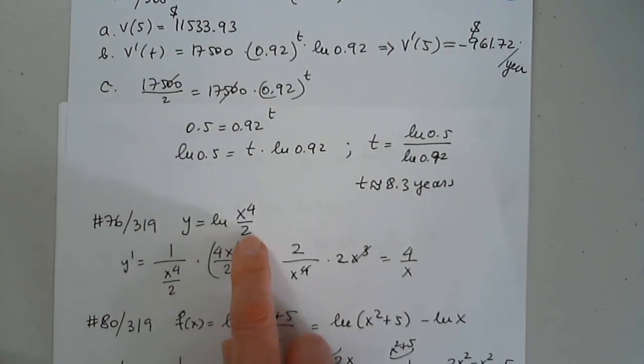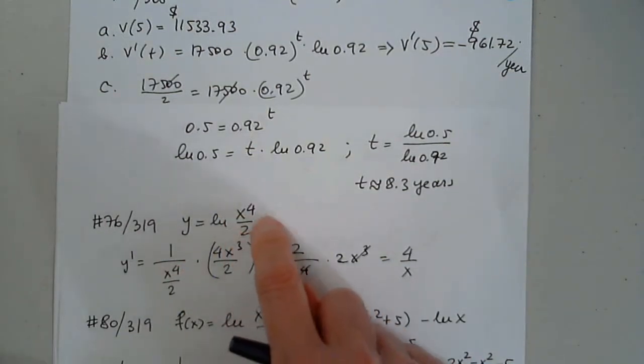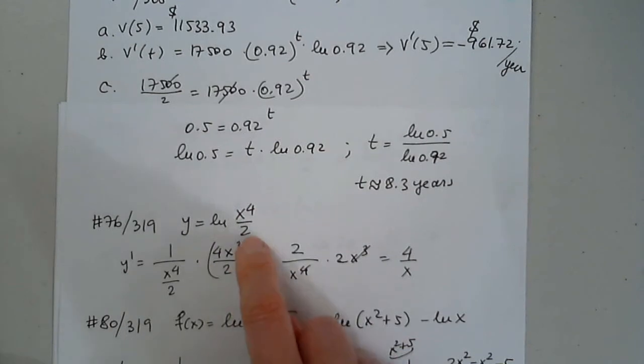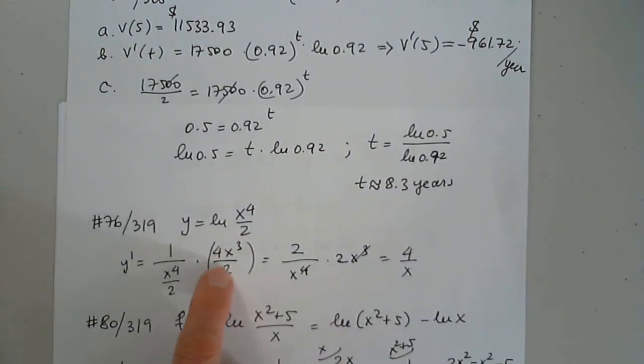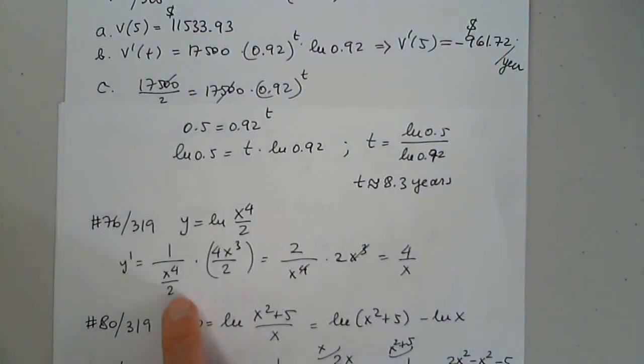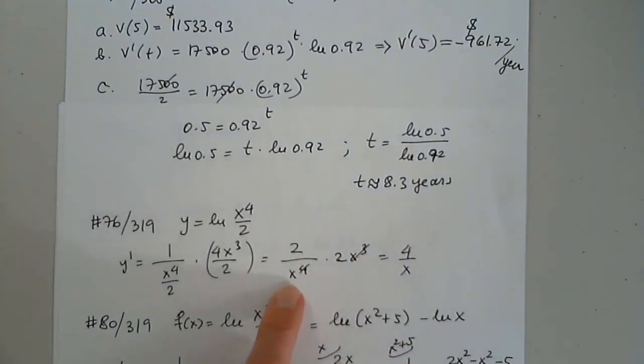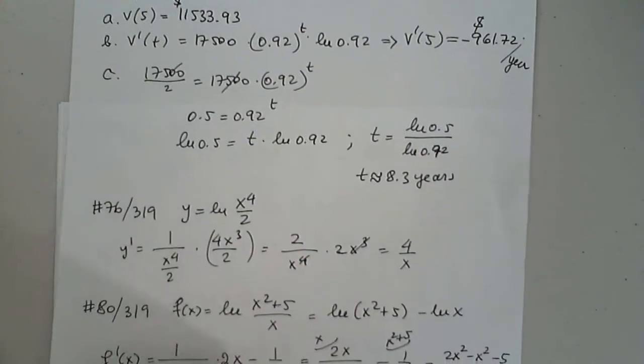Differentiation again: natural log of a function is 1 over the function times the function prime. The function prime is 4x to the third over 2. Simplify this to 2x cubed, flip, because that's how we divide. When we divide fractions, we flip the denominator fraction. 2 over x to the fourth. I simplified x to the third with x to the fourth. I only had x in the denominator, so it's 4 over x.